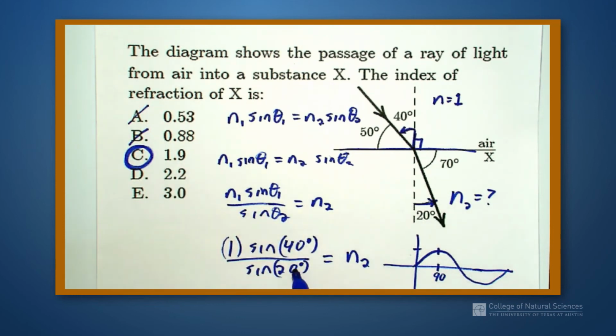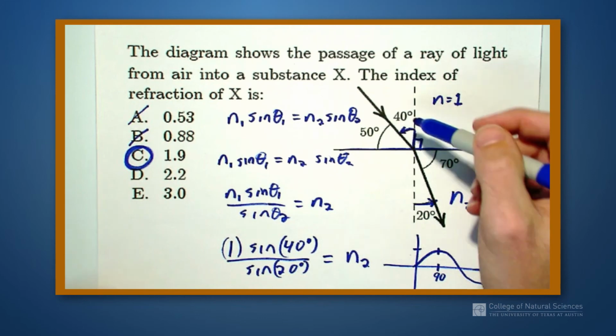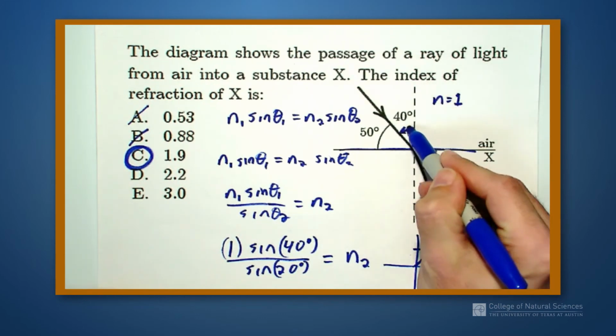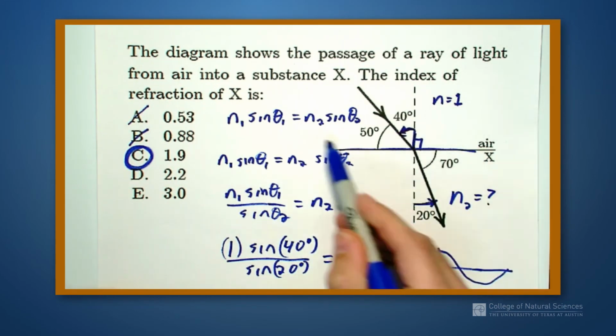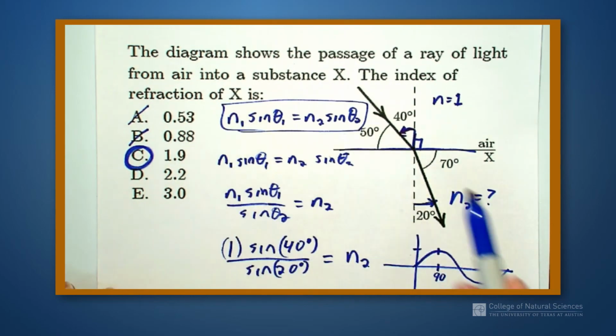So I think the angle is twice as much. The sine of the angle is going to be a little bit less than twice as much. So 1.9 is the value. You can check my math by plugging in the values for this. The more important thing to remember is that we deal with the angle measured off the normal, and we use Snell's law to solve this.